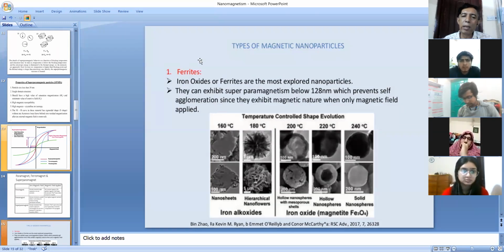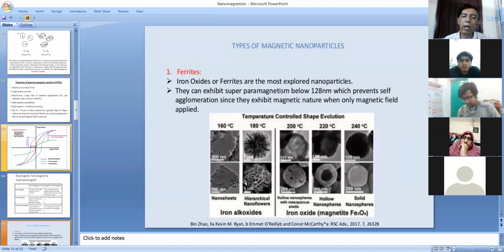These are the different shapes of iron oxides, different types of iron oxide. That means it may be iron alkoxide, or it may be Fe3O4. These are the different shapes and sizes of iron oxides.